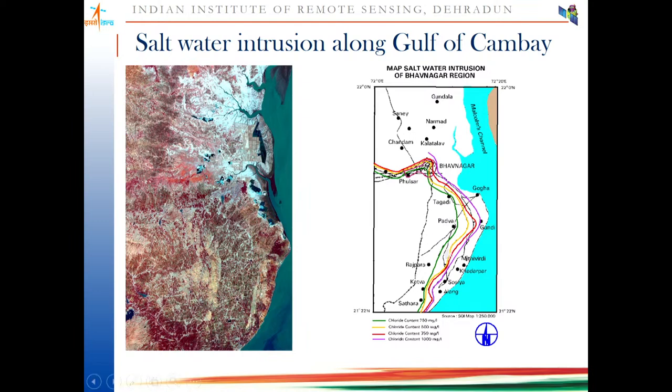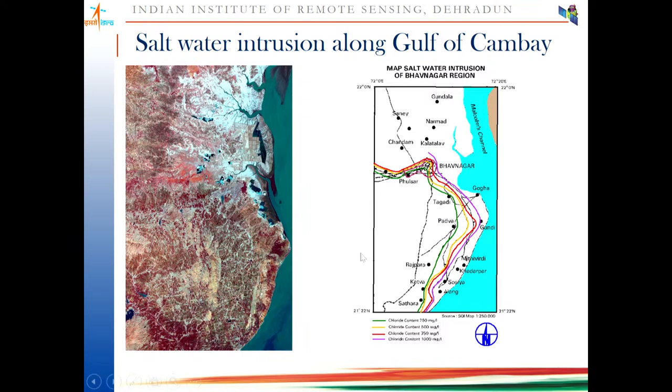You can see the various contours, the colors have been generated, where as per the standard given by the WHO or the European Union, you should not drink water with more than 250 mg per liter chlorinity content. If you go on drinking water with chlorinity content more than 250 mg per liter for a long run, you are supposed to be affected with various kinds of diseases.